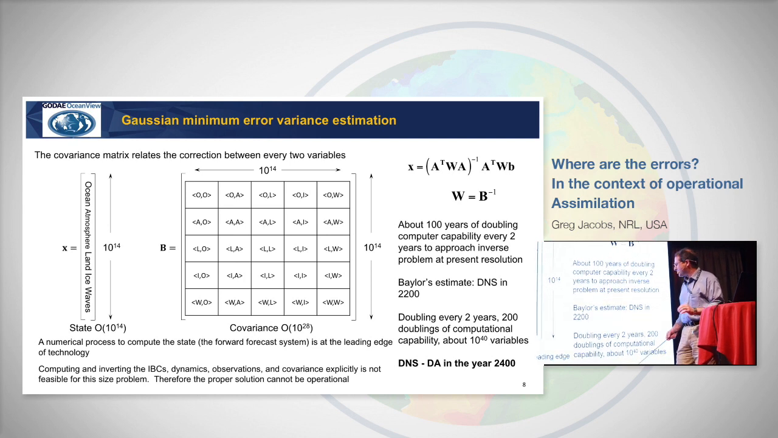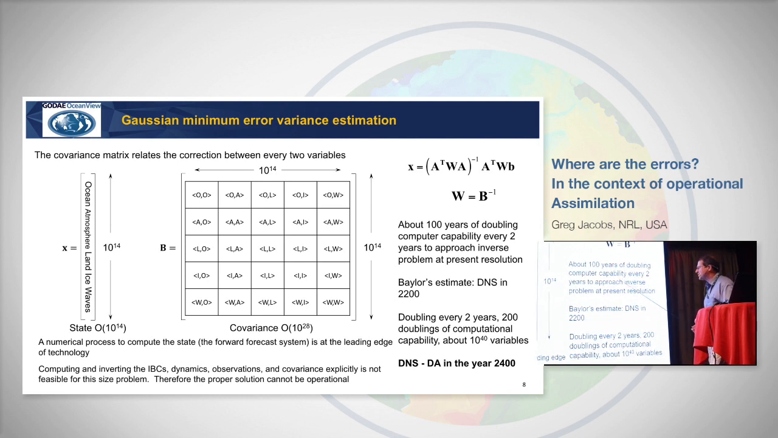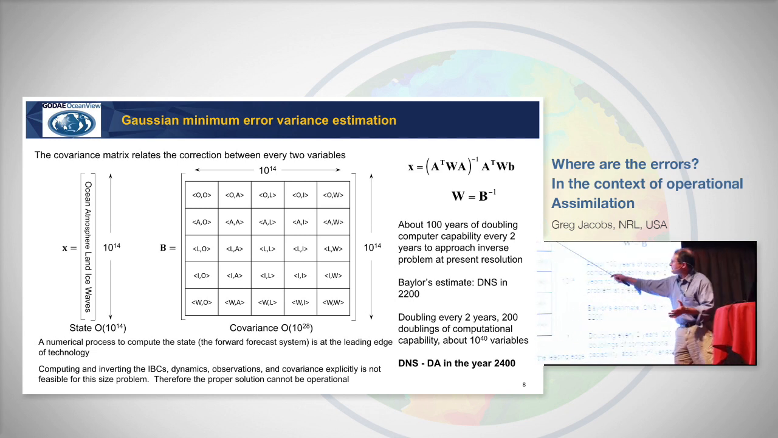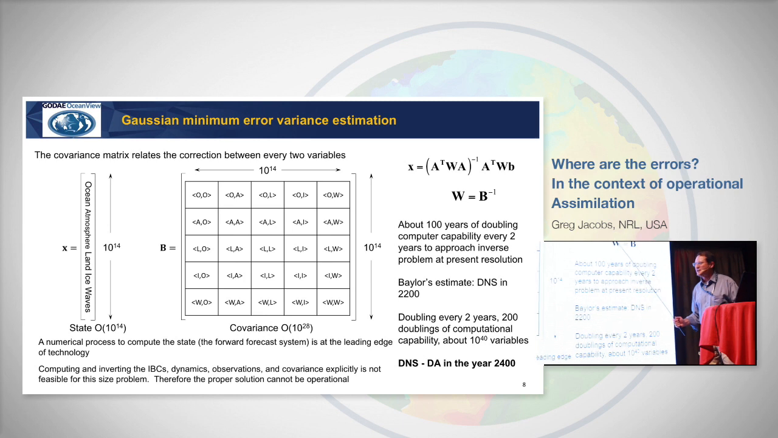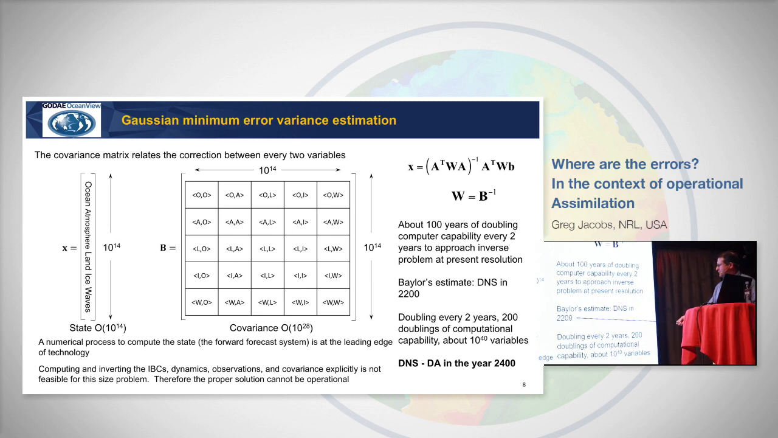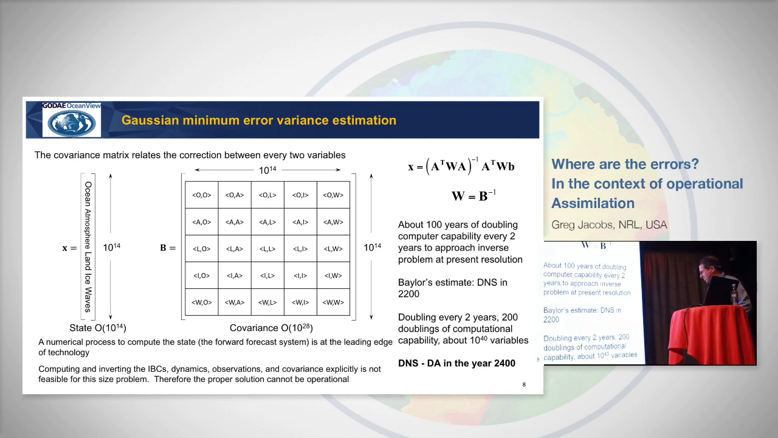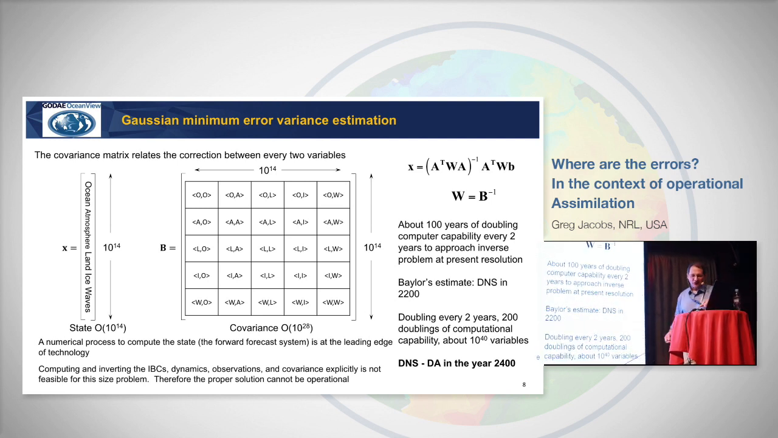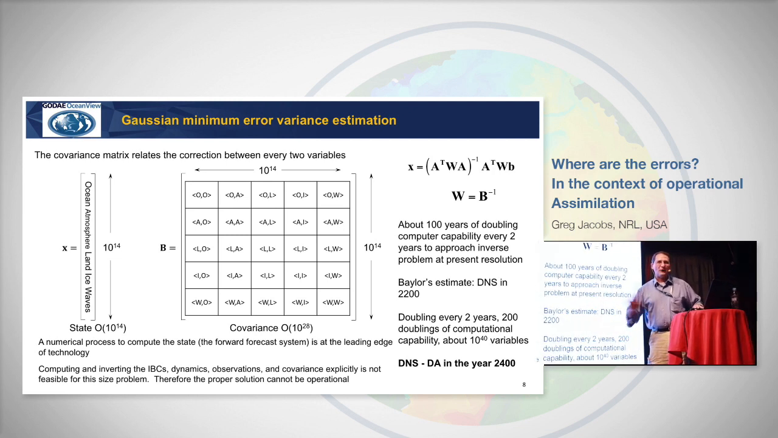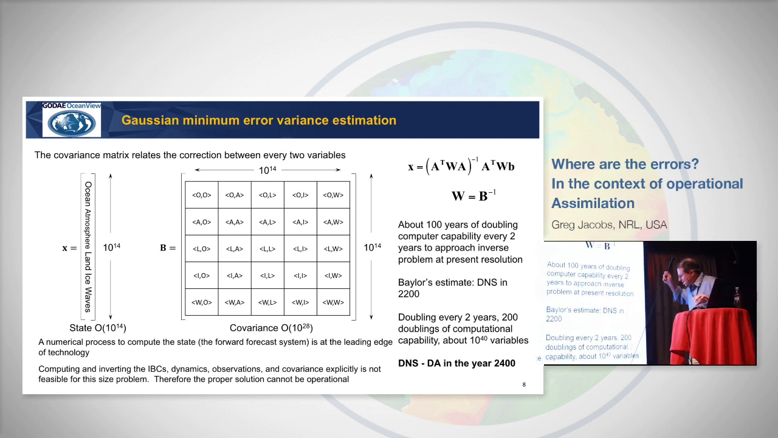So what do we do? We make assumptions. If we waited about 100 years and assume there's a doubling of computer capacity every 2 years, sometime 100 years from now we would have something big enough to be able to solve this problem directly. If Baylor's estimate is that we'll have direct numerical simulation in 2200, that would give us about 10 to the 40th variables. And so we can expect direct numerical data assimilation somewhere around 2400. And I've probably seriously underestimated that. I find over time, all our estimates of when we'll get something done are horribly optimistic. And I'm not patient enough to wait for that.